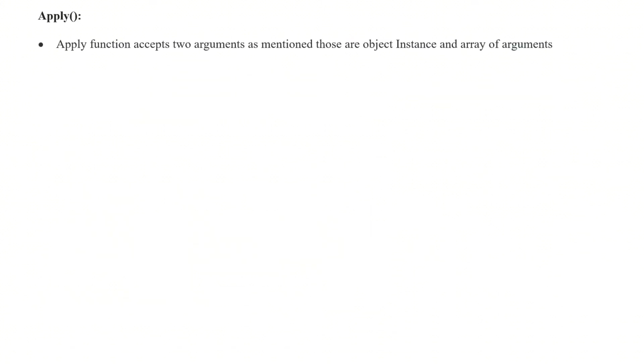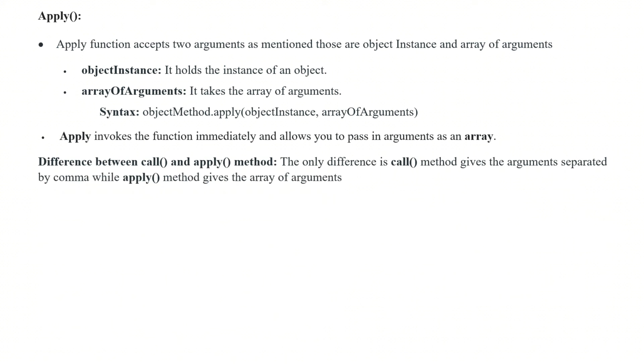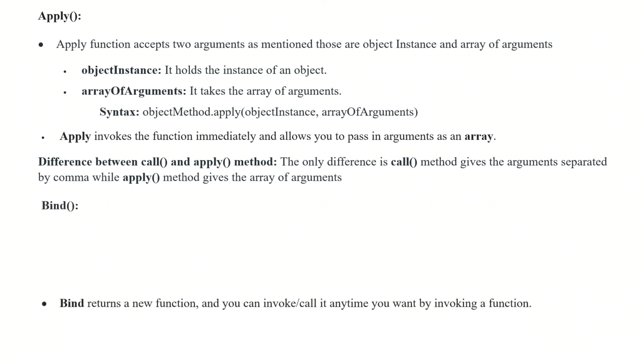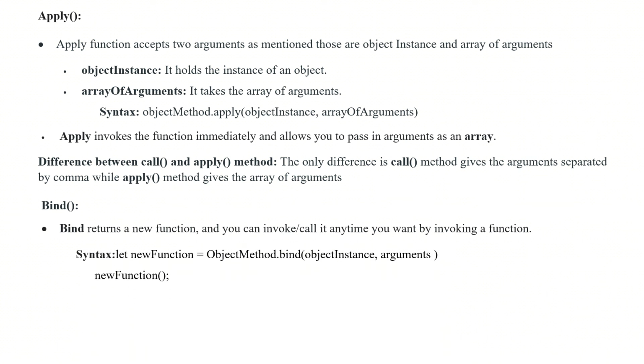Coming to apply, the function accepts two arguments as I mentioned. Those are the object instance and an array of arguments. And apply invokes the function immediately and allows you to pass the arguments as an array. Difference between call and apply: the only difference is that the call method gives the arguments separated by commas, while the apply method gives the arguments as an array. Coming to bind, it returns a new function, and you can invoke or call it anytime you want. Yeah, if you answer this question like this, the interviewer will be impressed.